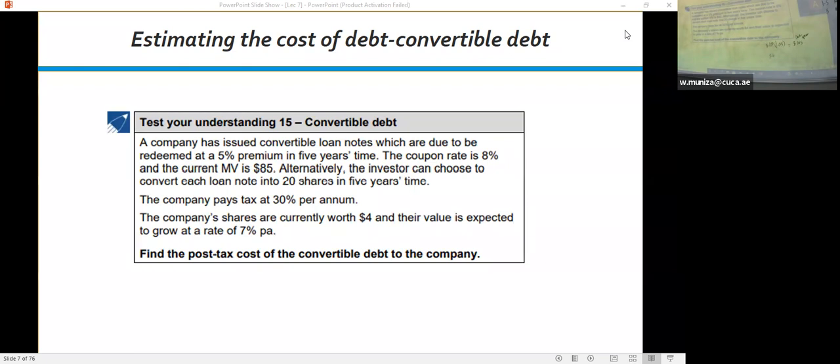So after 5 years, the amount is going to have grown. After every year there is growth, and after 5 years there will be growth in the amount. Right now it is 4. After 5 years, how much will it be? 1.07 raised to the power 5. How much is it?